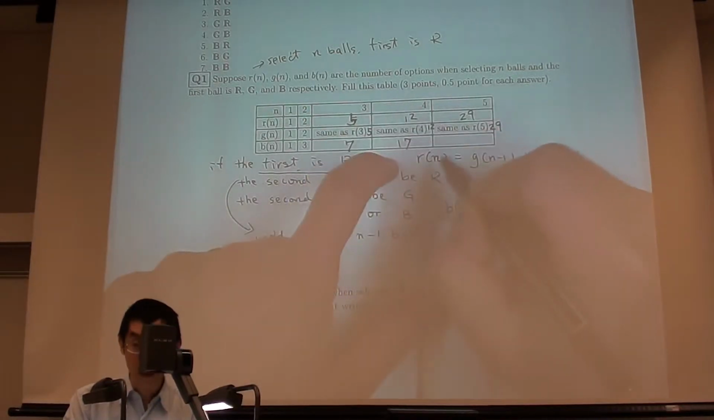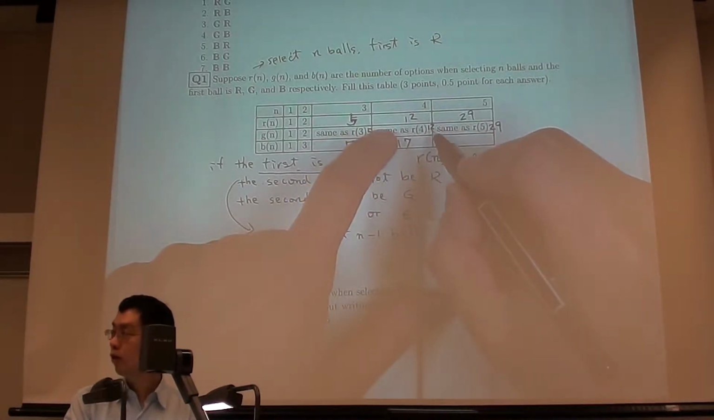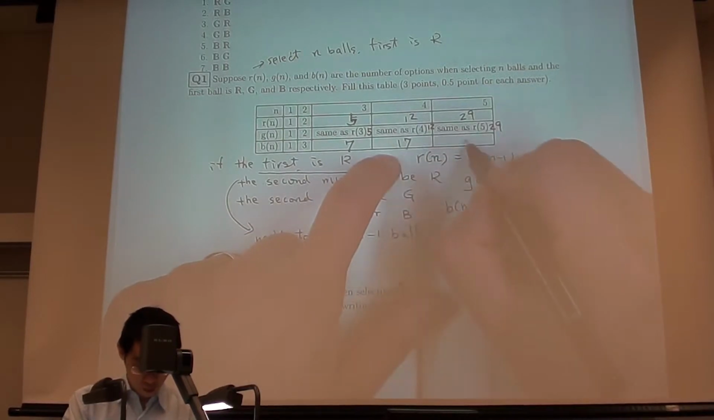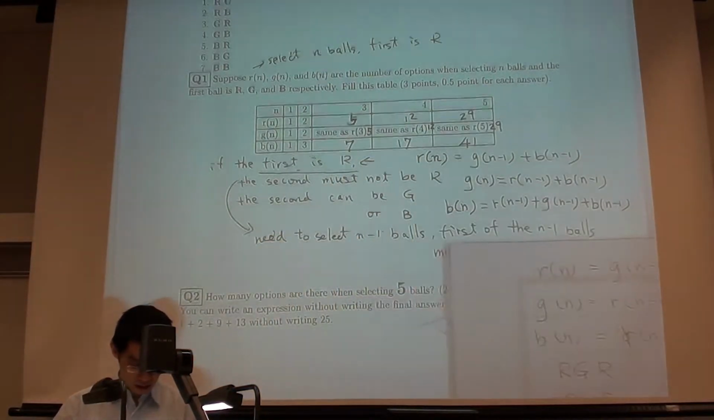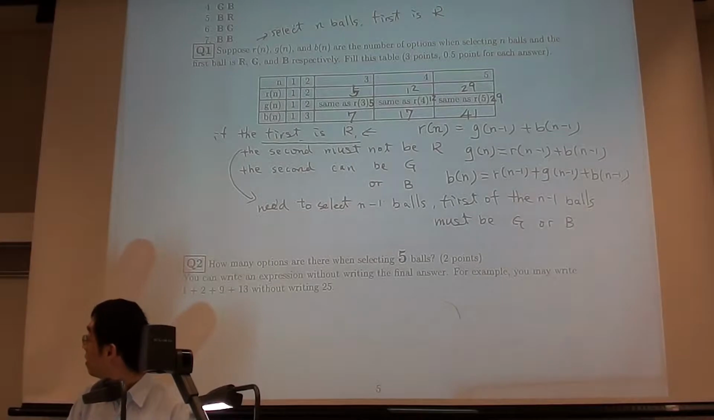This will be added together. So 12 plus 12 will be 24. 24 plus 17 will be 41. So that's this table.